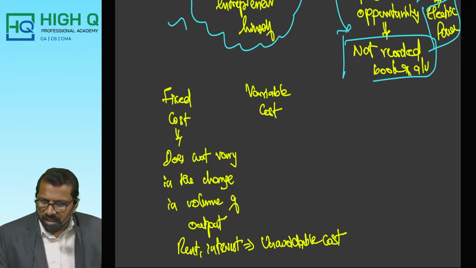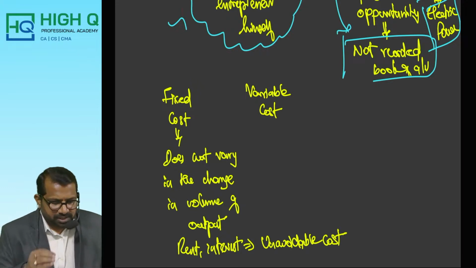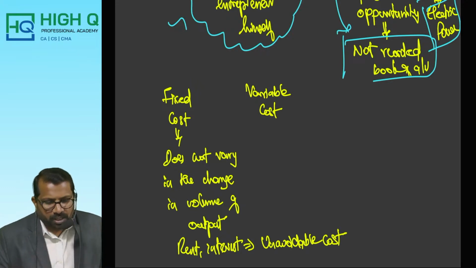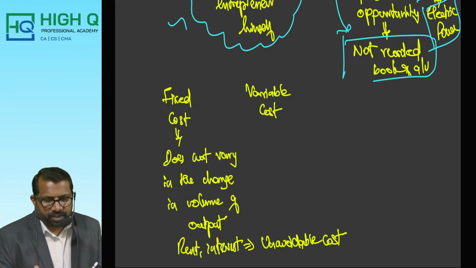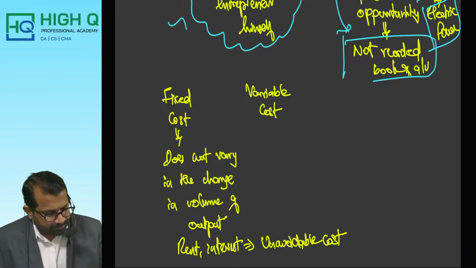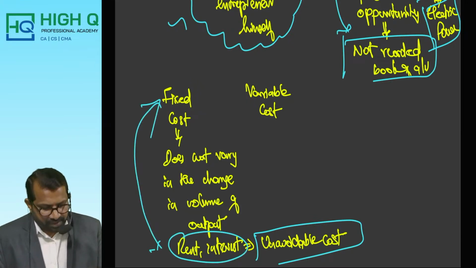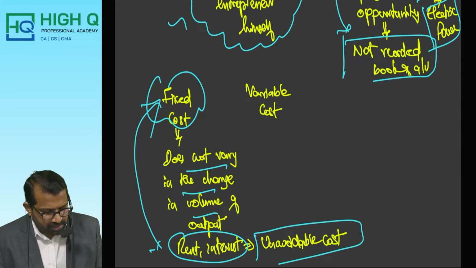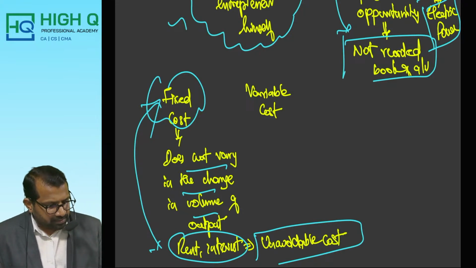Unavoidable, uncontrollable, or the cost can be avoided only when the operations of the business are completely closed. In that situation only you can avoid the cost. Once the factory is closed for a certain period of time, the cost can be avoided. Other than this, at any cost, rent or interest comes under the category of fixed cost, which does not vary with the change in the volume of output, but costs that directly vary with output are called variable cost.